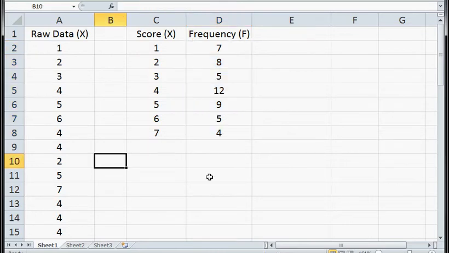Let's begin with the simplest one, which is mode. To measure mode, we simply look at the highest or most frequently occurring score. In that case, it's going to be a score of 4. We'll go ahead and enter that in here.